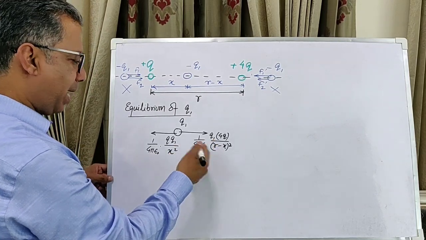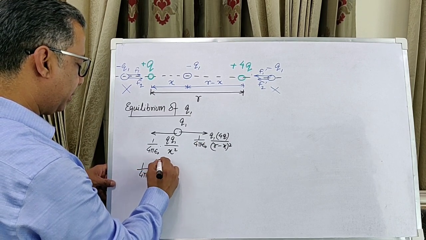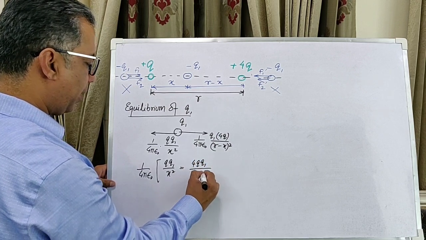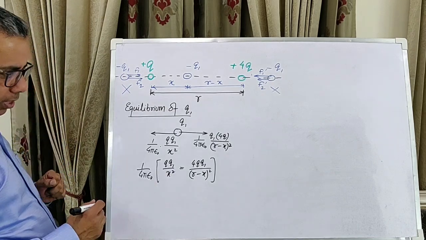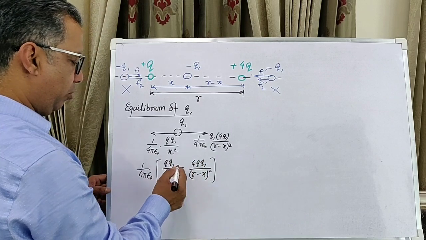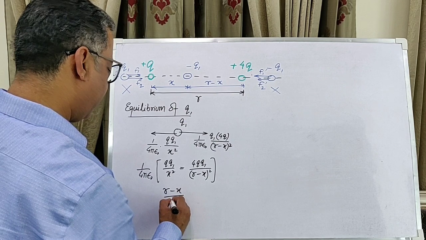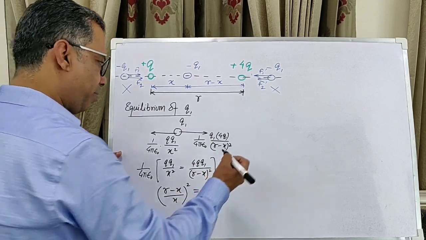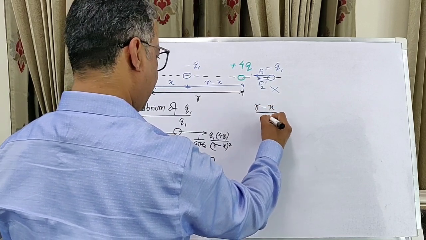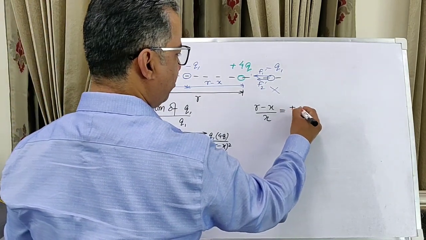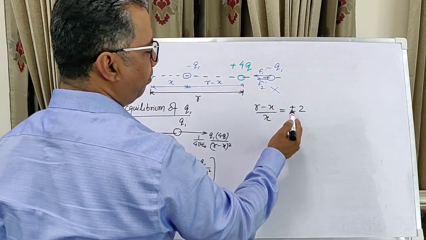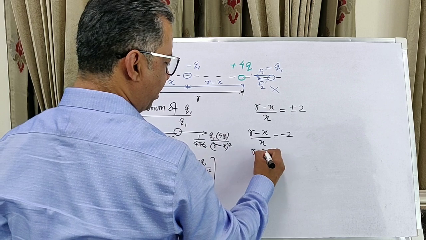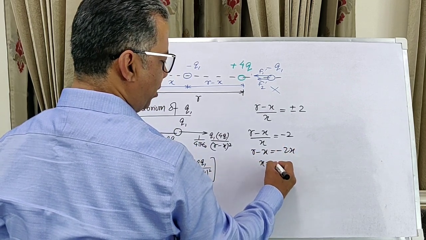So equating these magnitudes, we get 1 by 4 pi epsilon naught Q1 by x square equals 4Q Q1 by r minus x whole square. So that's the equation showing equal magnitudes of these forces. Q1 cancels and we have r minus x by x whole square equal to 4. Now we take a square root on both sides and we get r minus x by x equals, now when you take a square root of 4, you get plus 2 as well as minus 2. So if you take minus 2, then you have r minus x by x equals minus 2, and therefore r minus x equals minus 2x. x therefore comes out to be minus r.